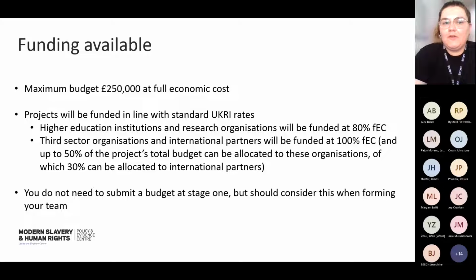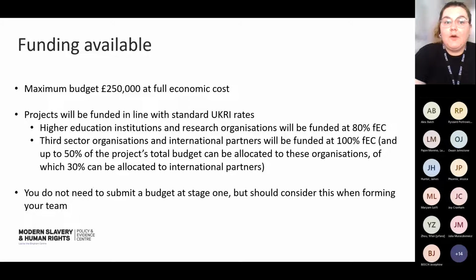So higher education institutions and research organisations will be funded at 80%, so for every £1 they spend, we'll reimburse them 80p. Third sector organisations and international partners will be funded at 100% of the full economic cost. So for every £1 they spend, we will reimburse them £1. These are standard UKRI rules, but again, if you've got any questions about this when you're putting your application together, we're more than happy to talk that through.